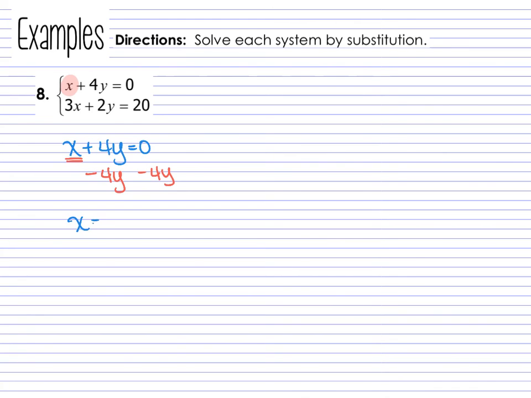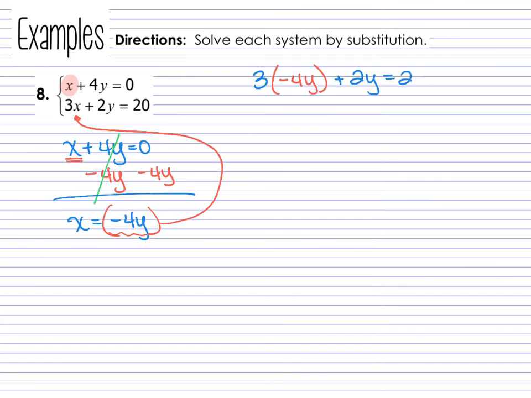When we do that, we end up with x equals, these two cancel. 0 minus 4y, I've got minus 4y. So x is equal to negative 4y. That's what I'm going to substitute in for x in that second equation. It's what x is equal to. So I'm going to start by writing that equation 3 times x is negative 4y, substituted that in for x, plus 2y equals 20. So now I'm going to multiply 3 times negative 4y, which gives me negative 12y, plus 2y equals 20.